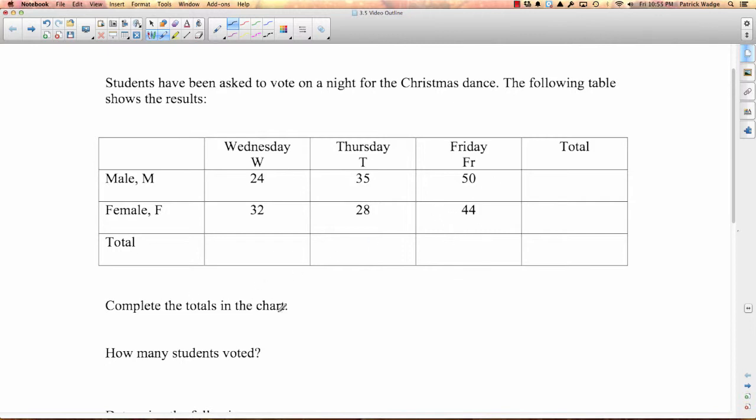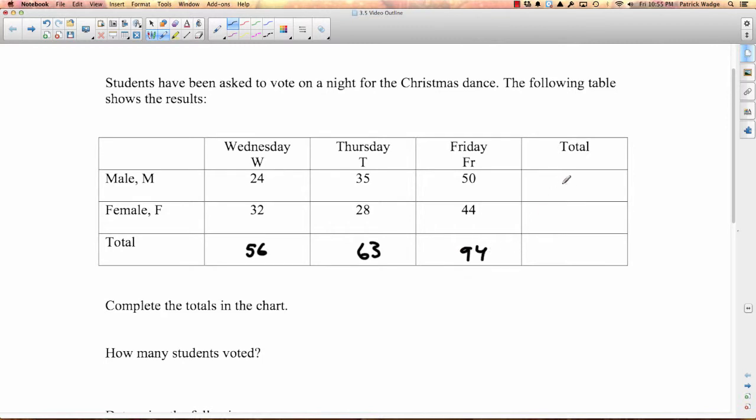So the first thing we have to do is complete the totals. So how many kids said Wednesday? Well, 24 and 32 is 56. How many kids said Thursday? 35 and 28 is 63. How many said Friday? 94.